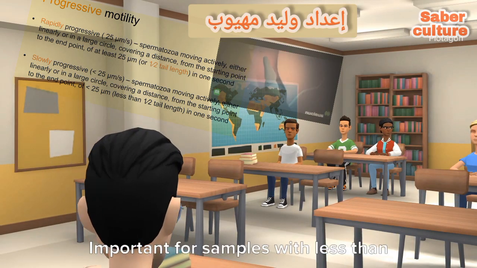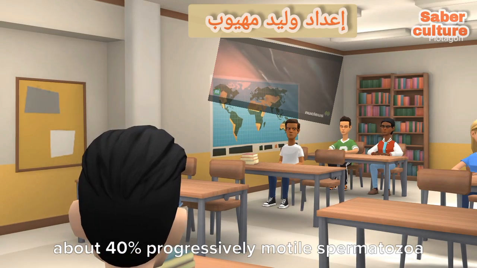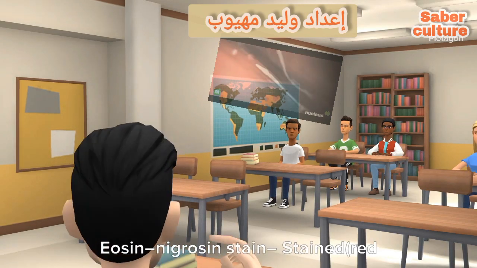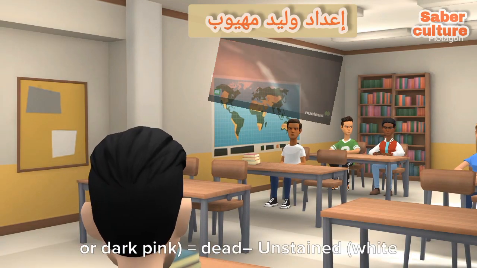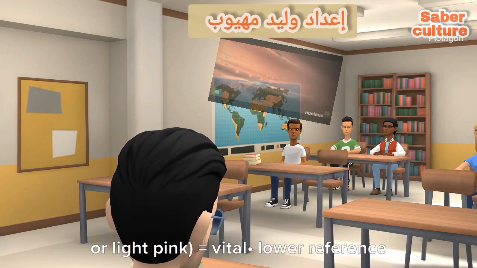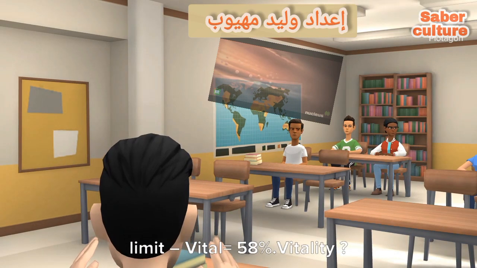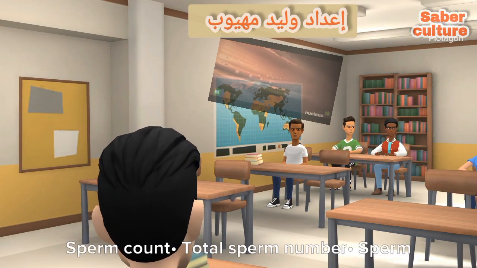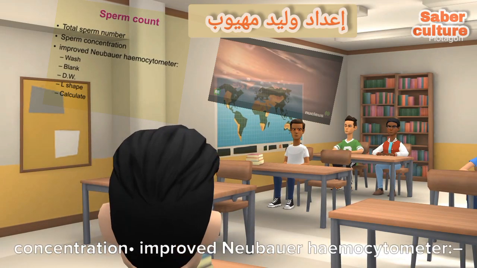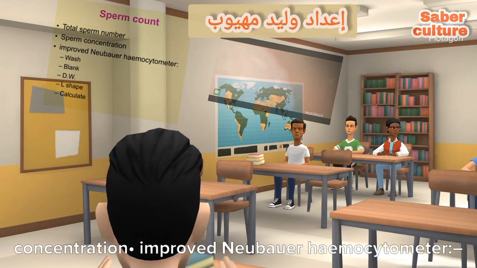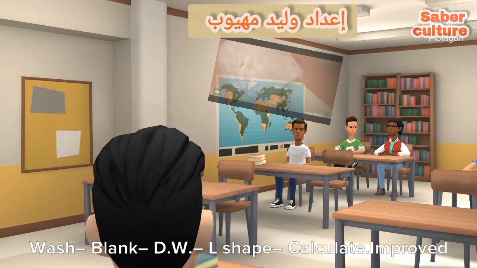Sperm vitality. Important for samples with less than about 40% progressively motile spermatozoa. Eosin-nigrosin staining: stained, red or dark pink, equals dead; unstained, white or light pink, equals vital. The lower reference limit for vital is 58%. Sperm count: total sperm number and sperm concentration, using the improved Neubauer hemocytometer.